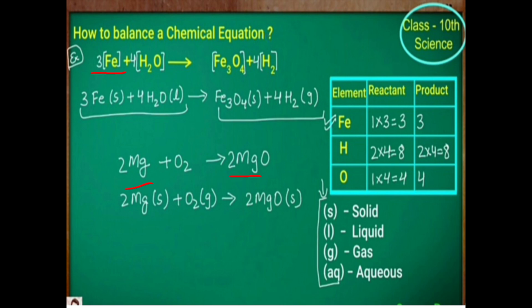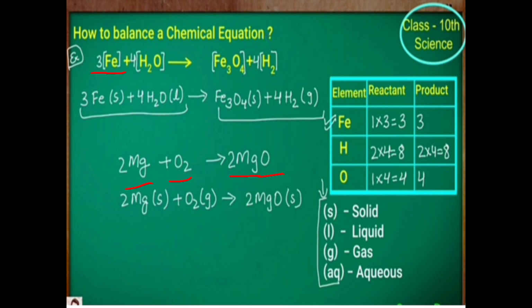Now on the reactant side we have 2 molecules of oxygen, and on the product side we have only 1 molecule of oxygen. So we will multiply it by 2. But then magnesium will also have 2 molecules, so here also we will multiply magnesium by 2. This way we can balance a simple chemical equation without drawing a column.